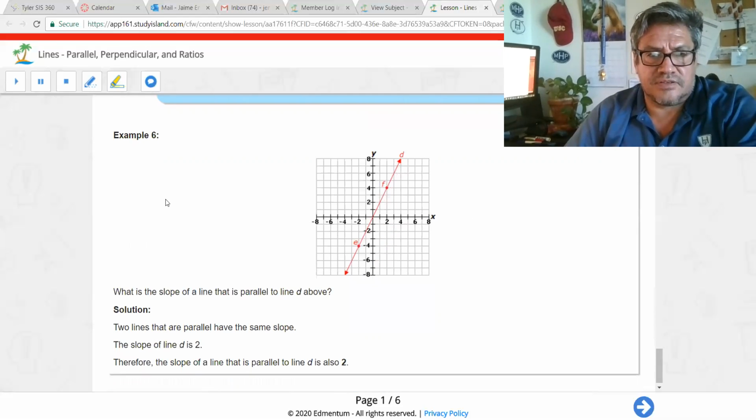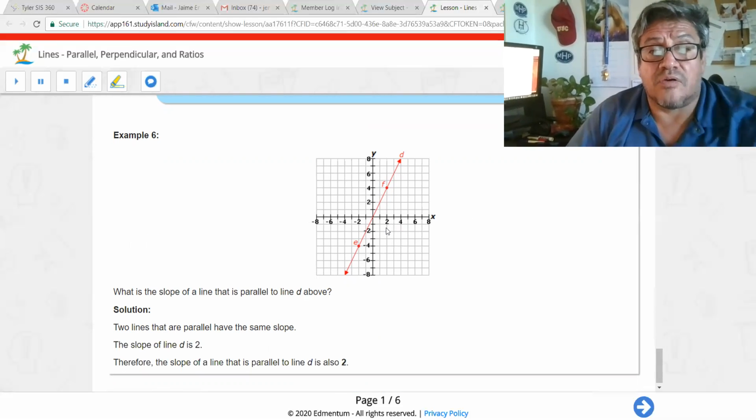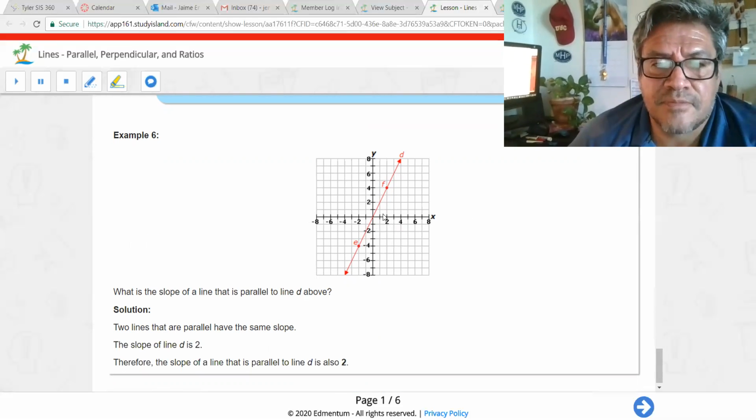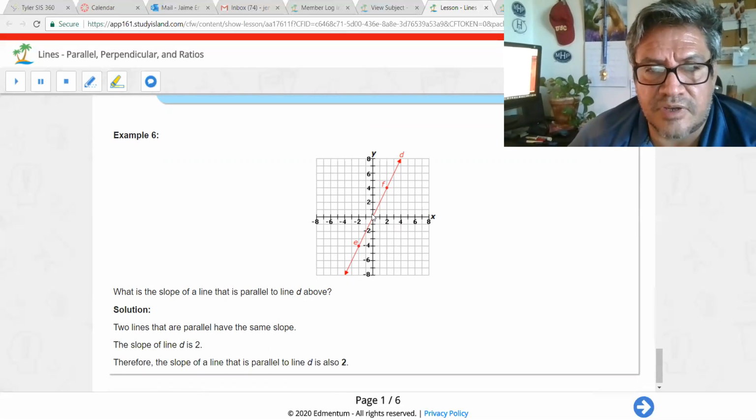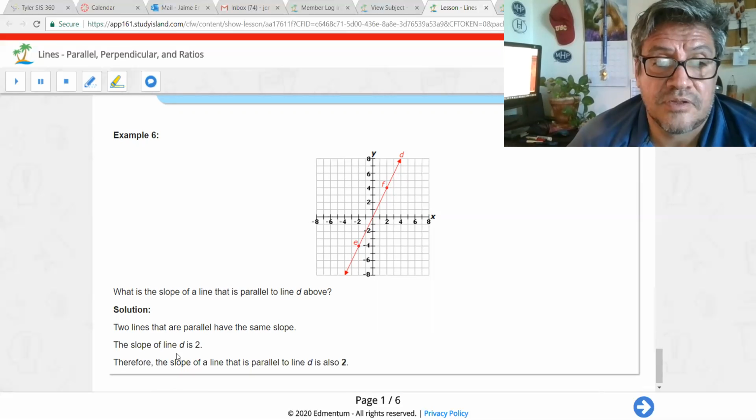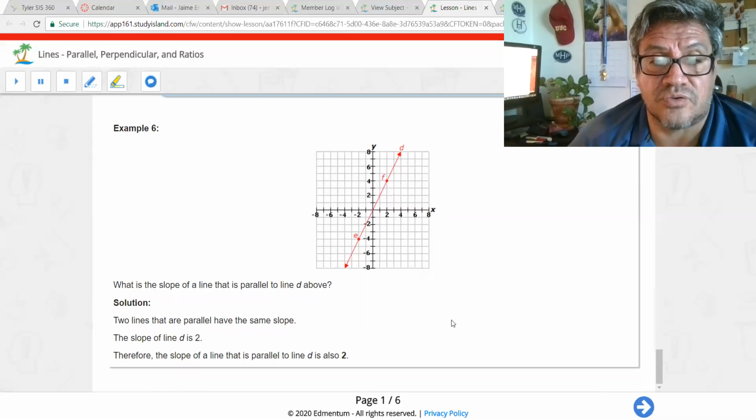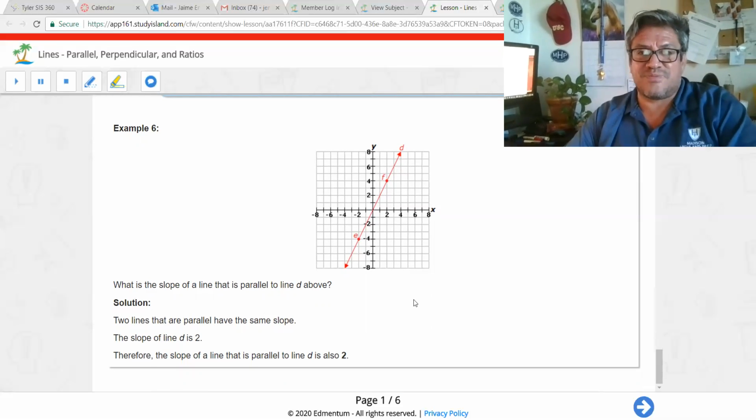Okay, let's look at this example. What is the slope of a line that is parallel to line D? I have to lean in because I'm counting points. Let's go to the origin and then pick a point from the origin, say point E. Go count to the right, that's 2. Count up, that's 1, 2, 3, 4. Rise over run is 4 over 2, which makes it 2. The slope of line D is 2. And that's it for this first part when it comes to lines, parallel and perpendicular.